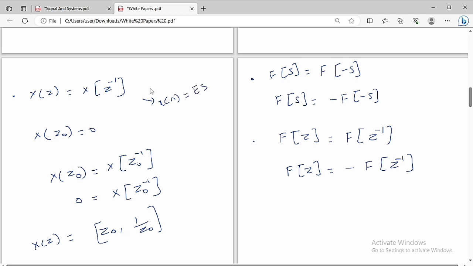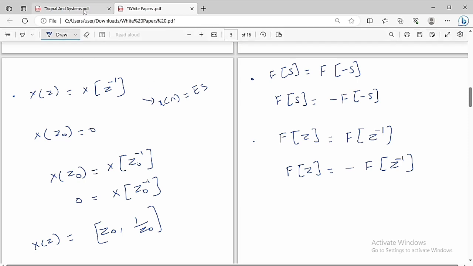So finally, I can say that if f(s) is equal to f(-s), then the given signal is said to be an even signal. If f(s) is equal to minus f(-s), then the given signal is said to be an odd signal. If f(z) is equal to f(z^-1), the given signal is said to be even. If f(z) is equal to minus f(z^-1), then the given signal is said to be odd. You always have to keep these in mind.